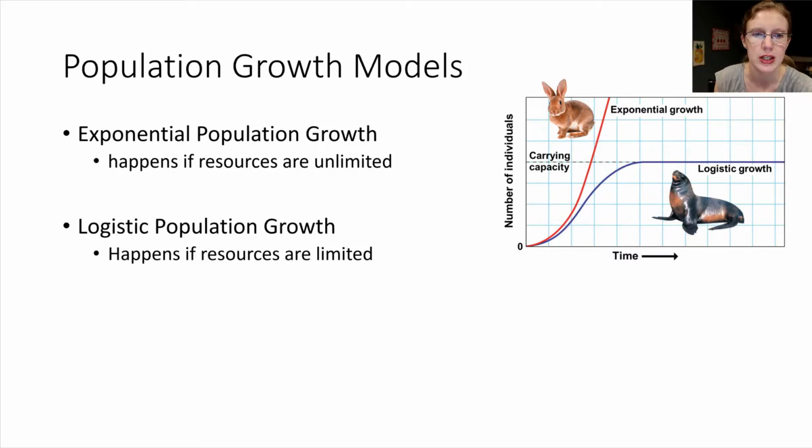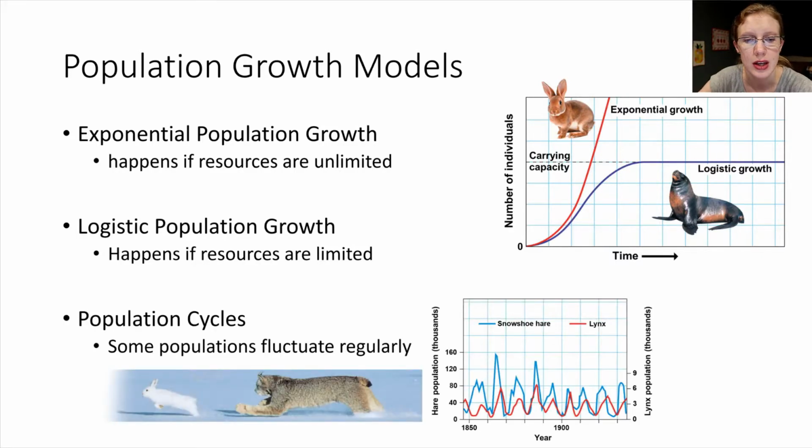There are also populations that will cycle. They'll grow for a while and then they'll decline for a while. Population cycles happen a lot of times with 2 populations that cycle, and their cycles are synchronized in some way. So the example here is predator and prey. If you take a look at this, the hare is the prey and the lynx is the predator.